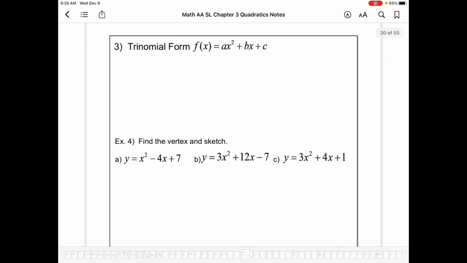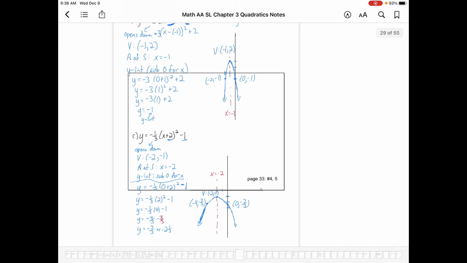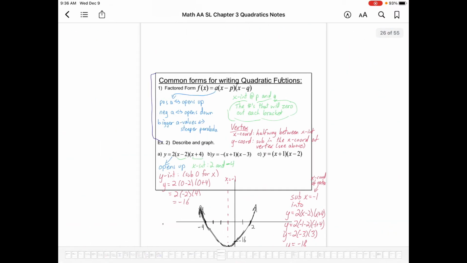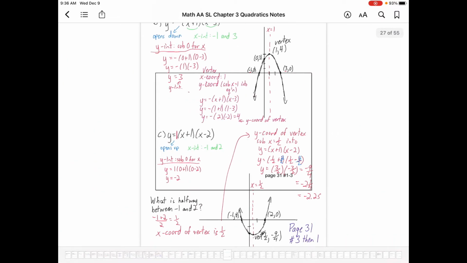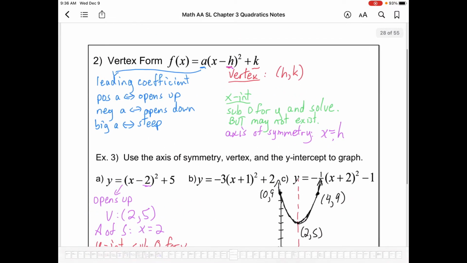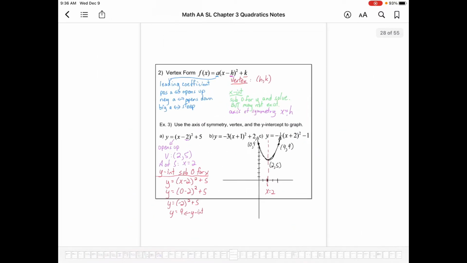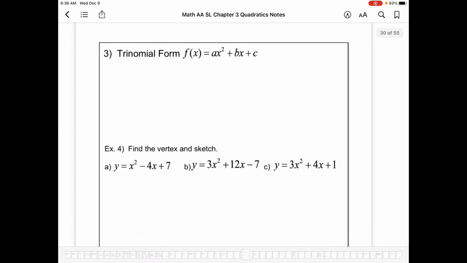Hi folks, today we're looking at trinomial form of a quadratic function, or a parabola. The last two forms that we've seen: we saw factored form, which was great for telling us the x-intercepts, and it looked like a factored quadratic. The other form was vertex form, which had this squared bracket in it and then a number tacked on to the end. That was great for telling us the vertex. Those are all important features of the parabola.